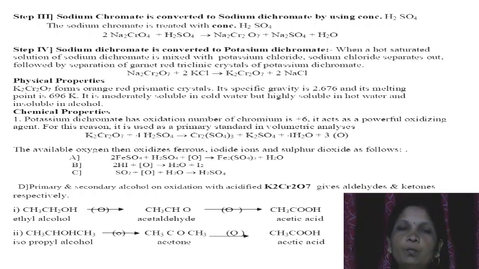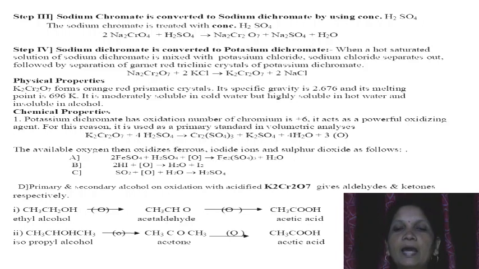It is moderately soluble in cold water but highly soluble in hot water, but it is insoluble in alcohol. Let us discuss the chemical properties of potassium dichromate. Potassium dichromate has an oxidation number of chromium +6, and we know when the oxidation state is higher, that compound will act as an oxidizing agent. So here potassium dichromate acts as a powerful oxidizing agent. For this reason, it is used as a primary standard in volumetric analysis.